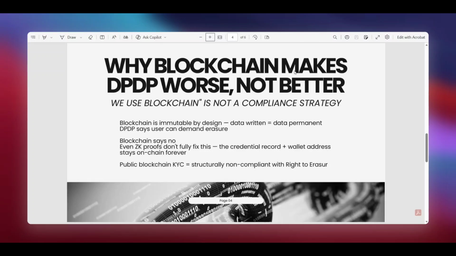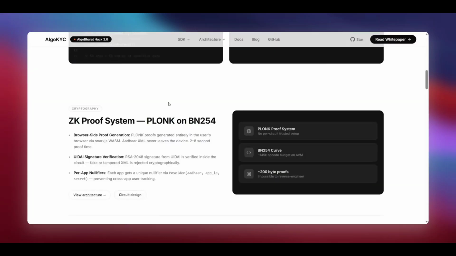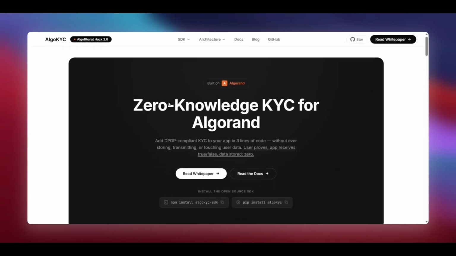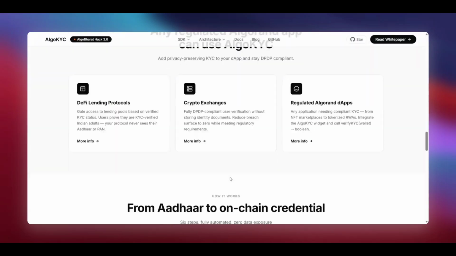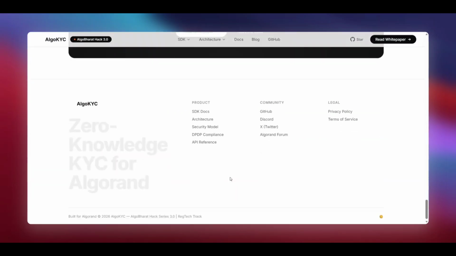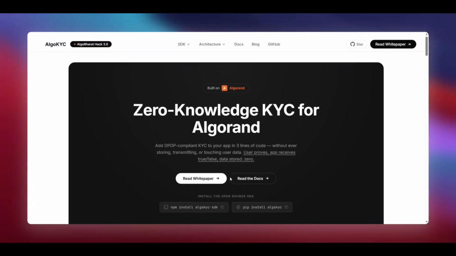So the developer faces a serious dilemma. If you store data, you break DPDP. If you put it on chain, you break privacy. If you don't verify, you break compliance. So we are bringing the solution: AlgoKYC SDK. With this, apps get compliance, users keep privacy, and no raw identity data is stored anywhere.